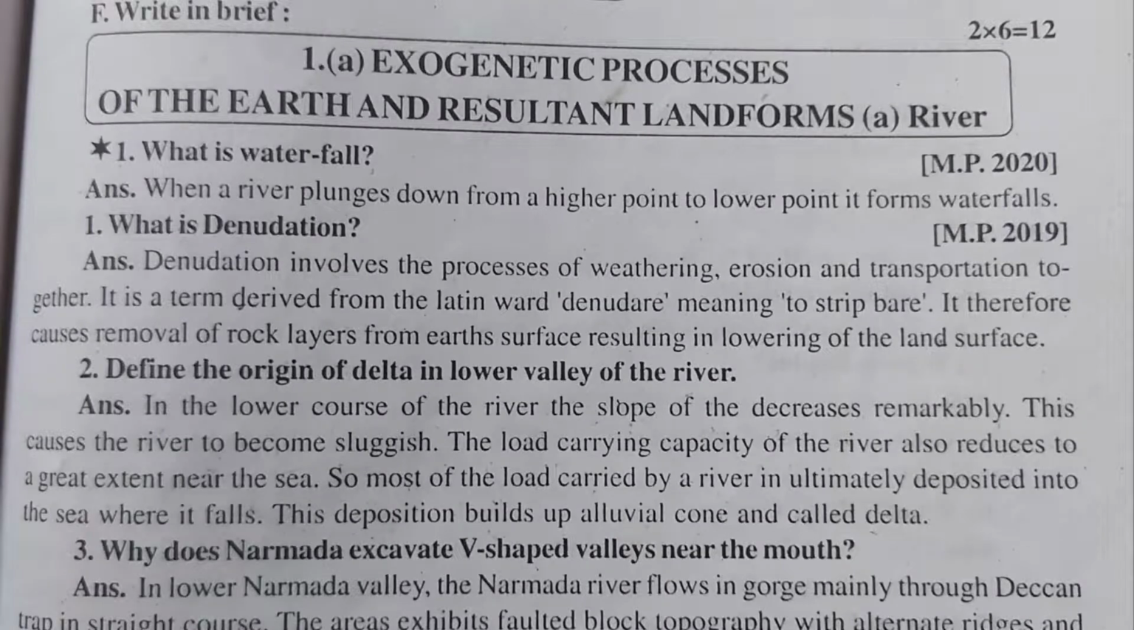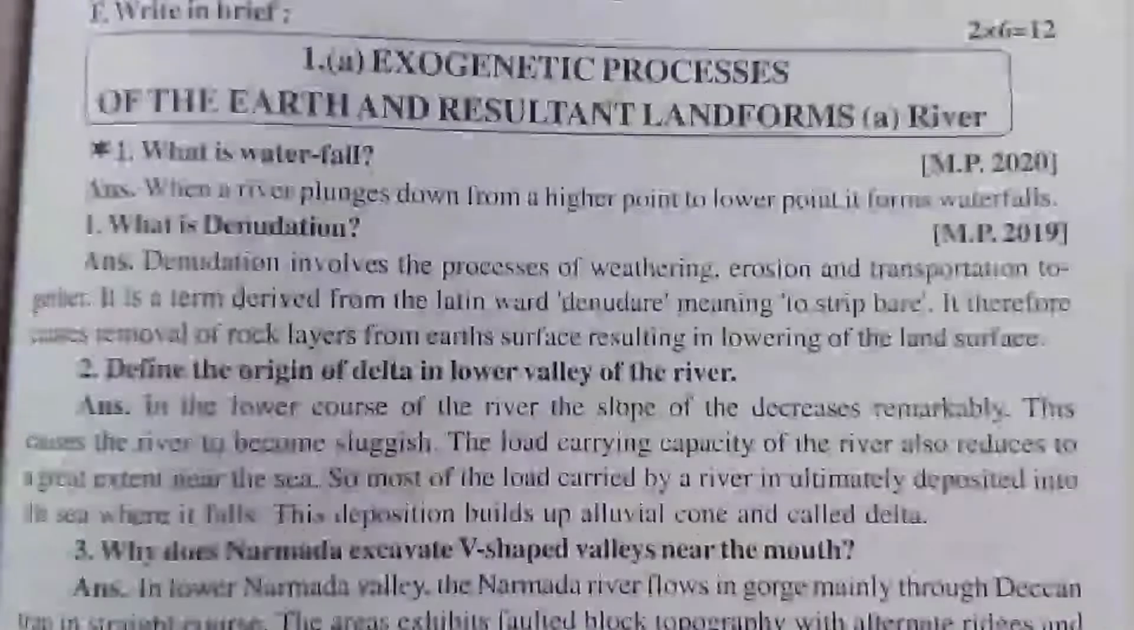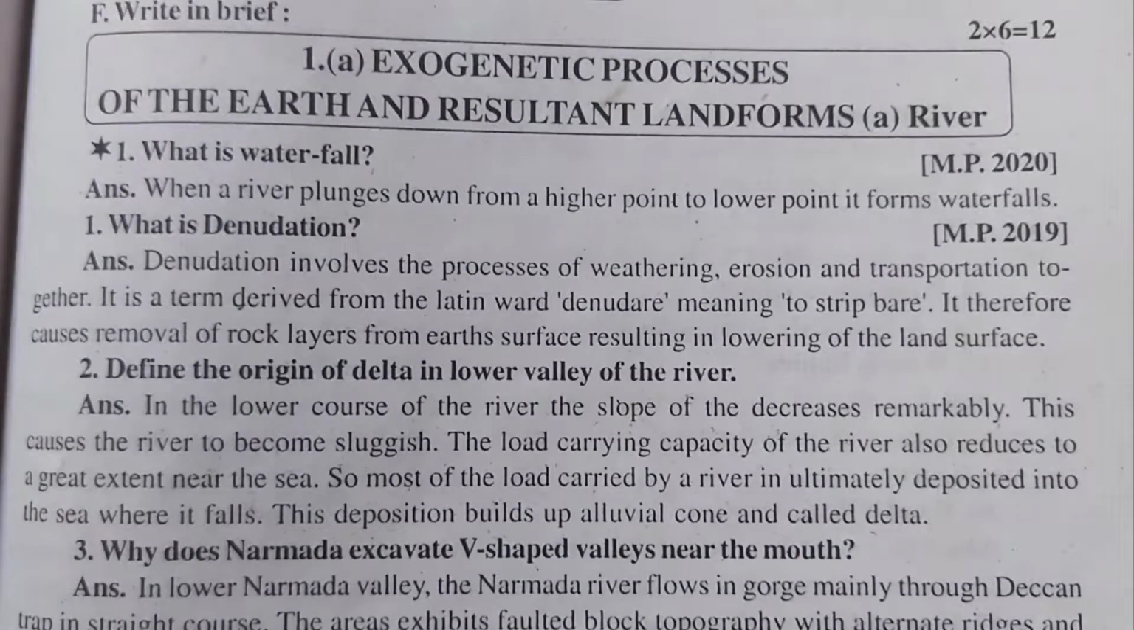Denudation involves the process of weathering, erosion and transportation together. It is a term derived from the Latin word denudare meaning to strip bare. It therefore causes removal of rock layers from Earth's surface resulting in lowering of the land surface.